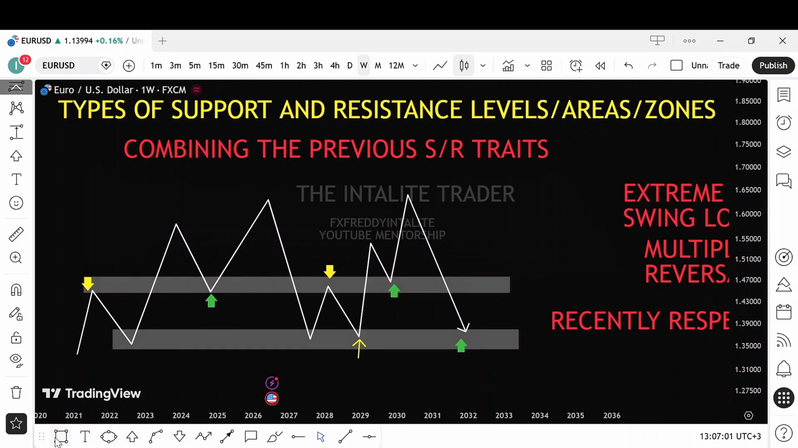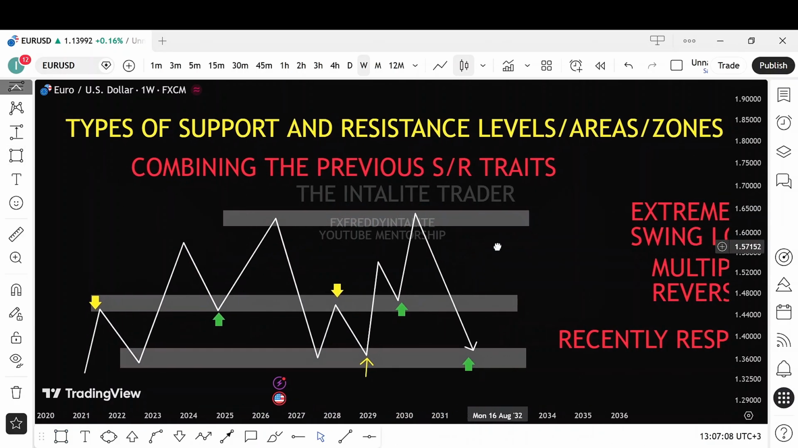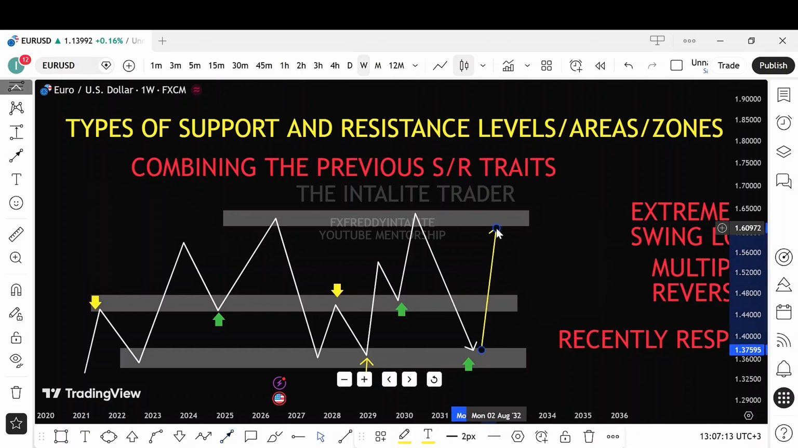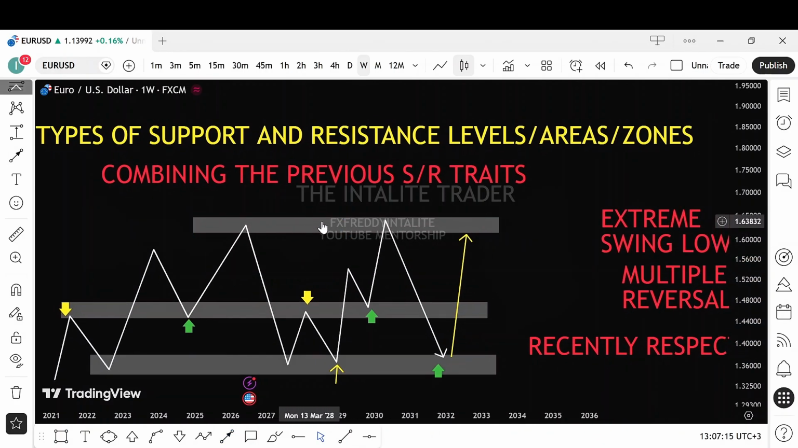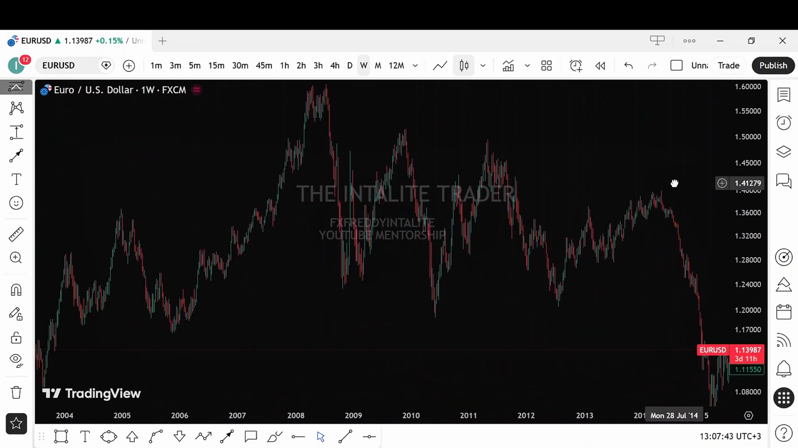If we are to come across this other level on top, assuming price is approaching this level, we can say it is the extreme swing high. It has been recently respected. We have a drastic move away from it, because each time price comes into it, there is a drastic reversal. Let's look at this on the charts.